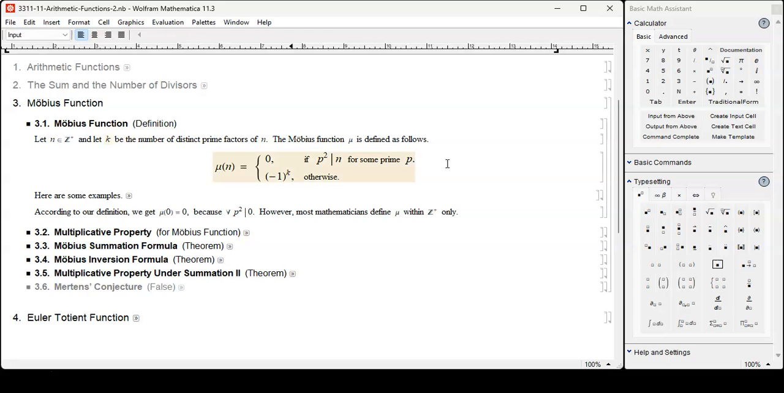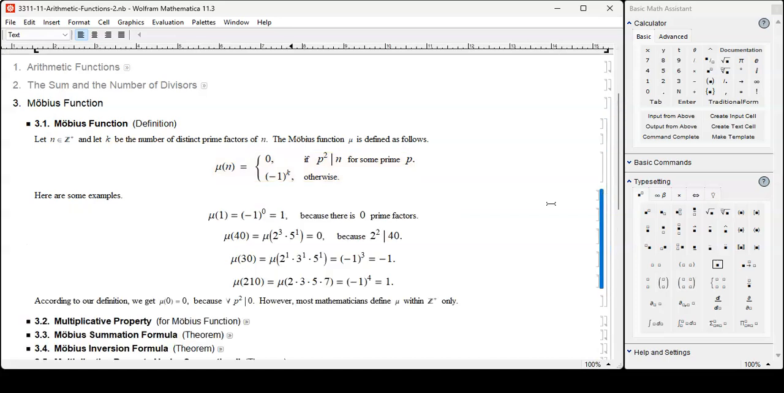Mu of n is 0 if n is divisible by some square of prime, some p squared where p is prime. Otherwise, -1 to the k power. What is k, by the way? It's the number of distinct prime factors of n. Here's some examples. Mu of 1 is 1 because -1 to the 0 power. Remember, there's no prime factor. 1 has no prime factor, so 0 prime factors, k value is 0.